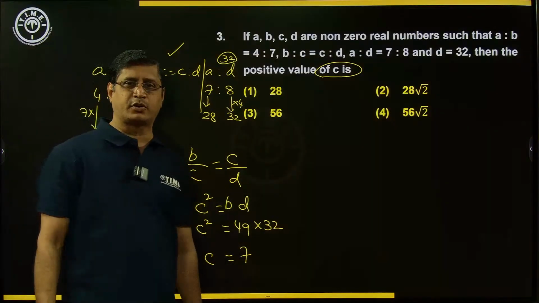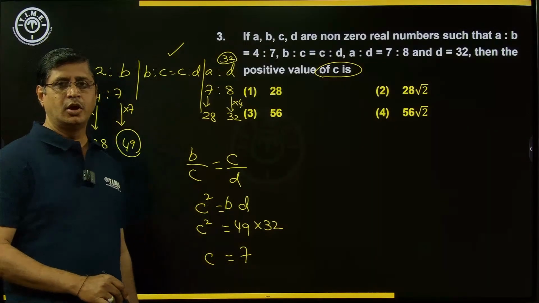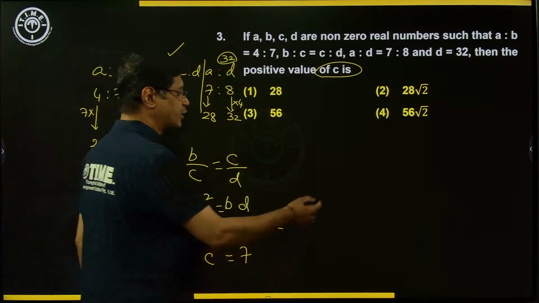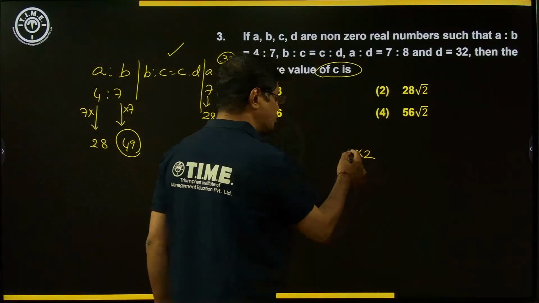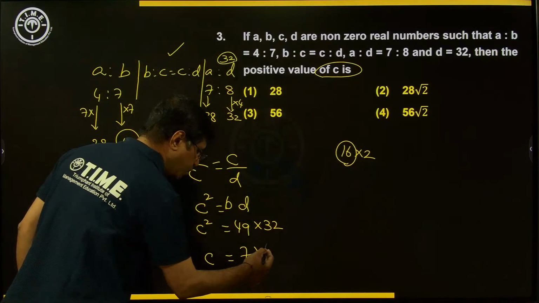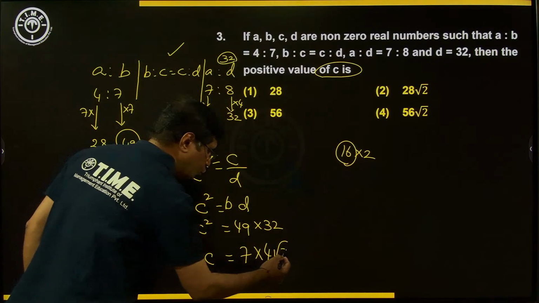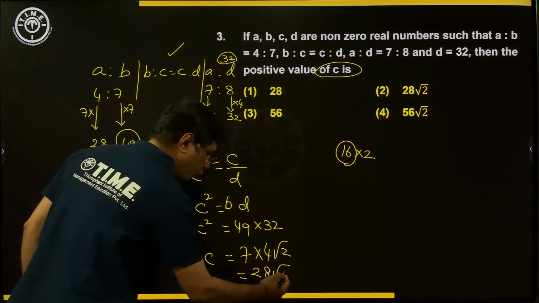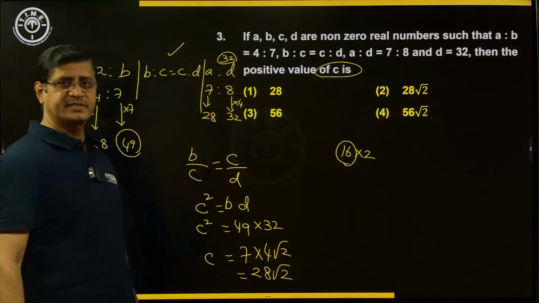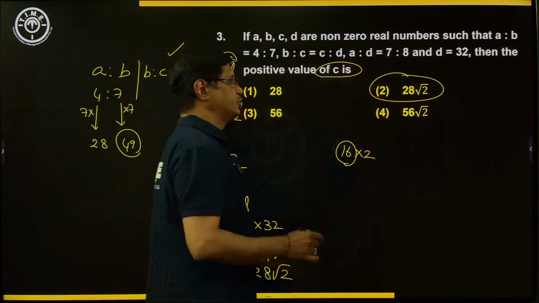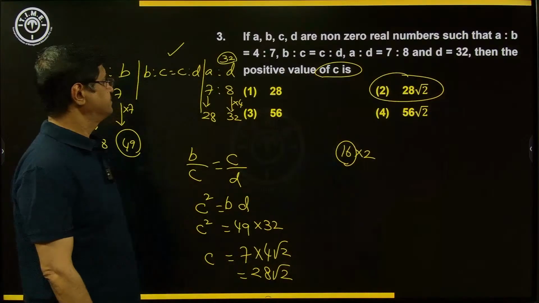32 is not a perfect square. Here I am expressing it as a product of 2 factors in which one is a perfect square. Means 32, I am expressing it as 2 into 16. What is the square root of 16? 4. So here 4 root 2 into 7, that is 28 root 2. So what is the answer choice? Yes, you are right. Option 2. Second choice is the right choice.